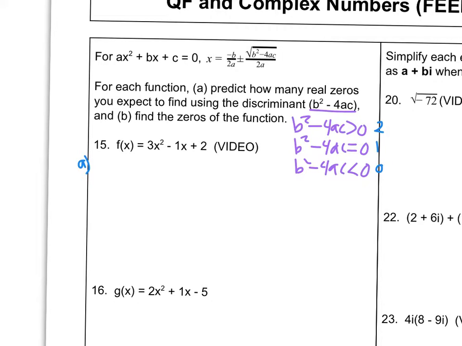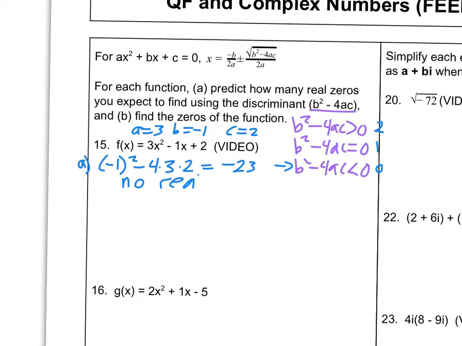Okay, for this problem, we've got a is equal to 3, b equals negative 1, and c equals 2. So for b squared minus 4ac, we're looking at negative 1 squared minus 4 times 3 times 2, which is positive 1 minus 24, negative 23. That's less than 0, so I'm going to assume that there will be no real zeros.